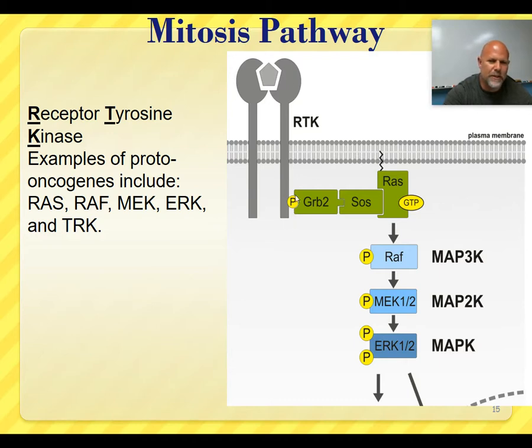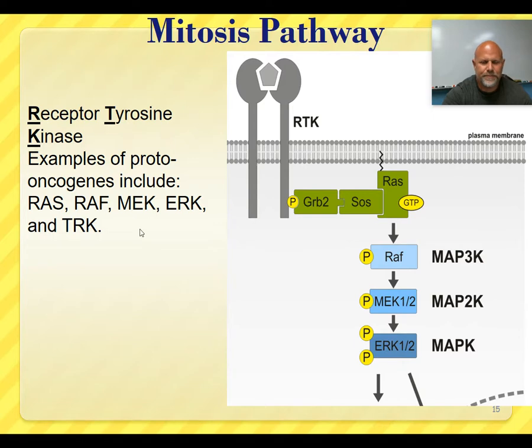In this particular case, they cause it to become phosphorylated. Once it's phosphorylated, then it starts a reaction, a chain reaction. So GRB, SOS, RAS, RAF, MEK, and ERK are all proteins in the signal transduction pathway. They carry the message from the signal to the nucleus to trigger mitosis, to trigger cell division to take place.